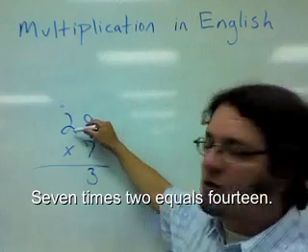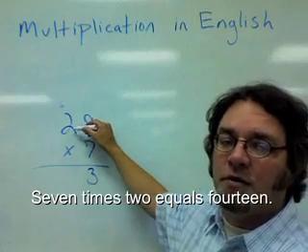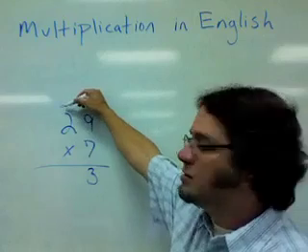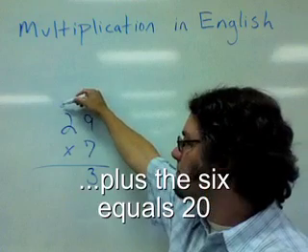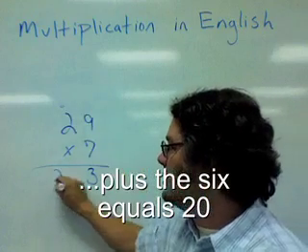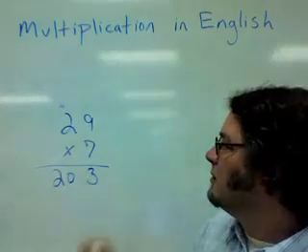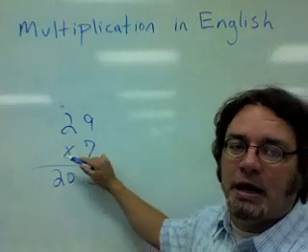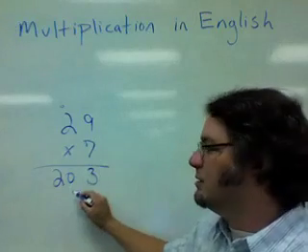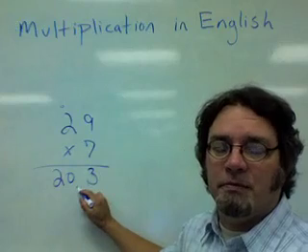7 times 2 equals 14 plus the 6 equals 20. The answer for 29 times 7 is 203.